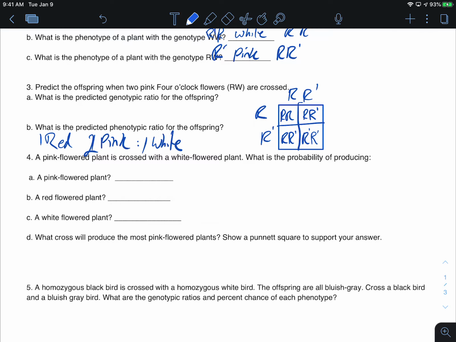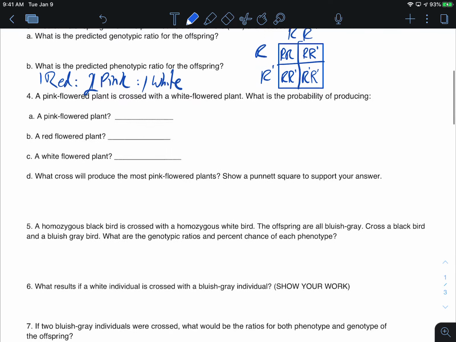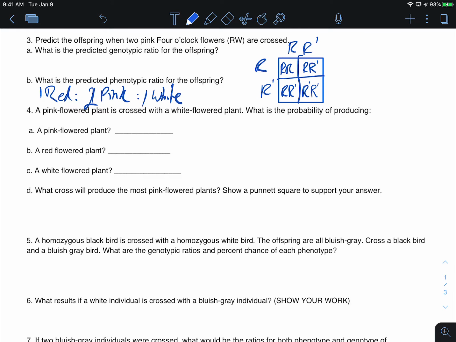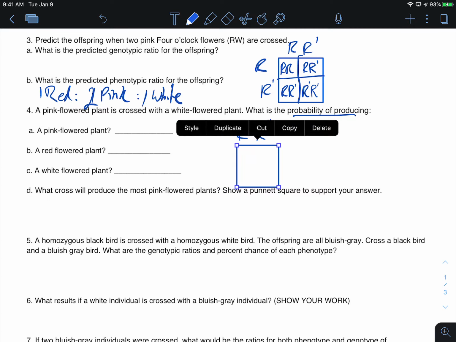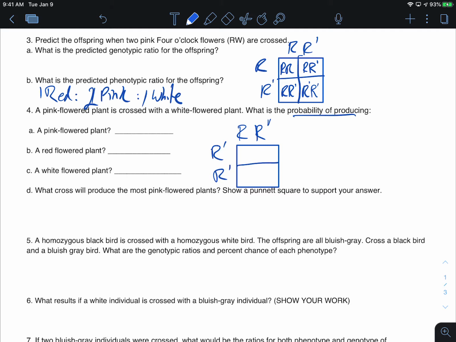All right. A pink flower is crossed with a white flower plant. What is the probability of producing a pink flowered plant, a red flower plant, and a white flower plant? I like these kind of questions too. They kind of play around with your knowledge of probabilities a little bit. So you have a pink flowered plant. So this is also testing that you remember that pink flowers only happen in the heterozygote. And then you're crossing it with a white plant, which means that you only have the white allele.